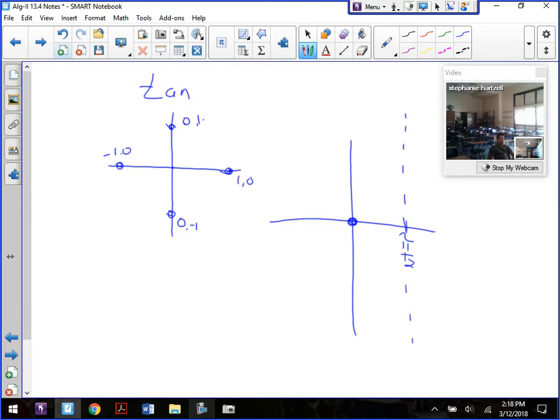Okay. If I move this direction, I would go to negative pi over 2. You guys okay with that? If I go to negative pi over 2, it's also undefined.